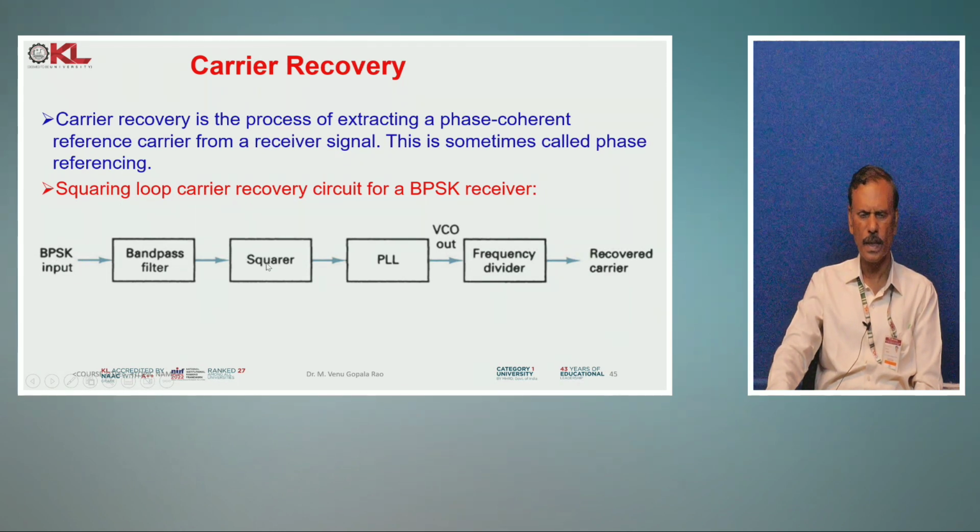After that, we are squaring. The squarer squares the BPSK signal, and then we apply it to the phase lock loop. This phase lock loop provides the VCO output. VCO stands for voltage controlled oscillator. This oscillator frequency and phase must be synchronized with the BPSK signal. Then this VCO output is applied to the frequency divider network. Why it is required, we are going to study further.